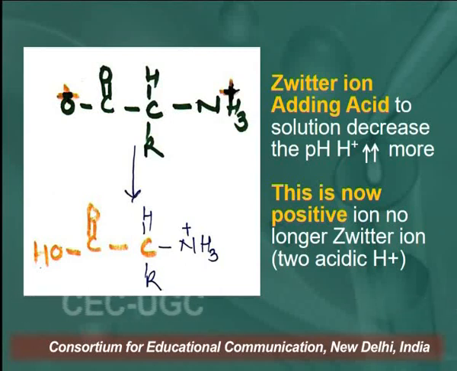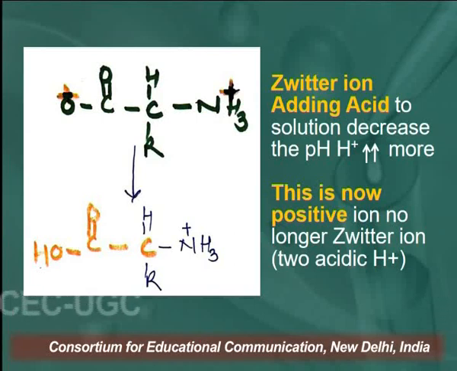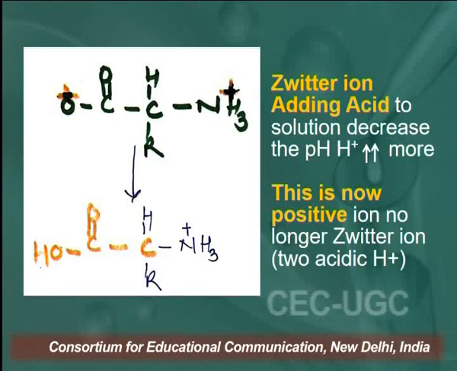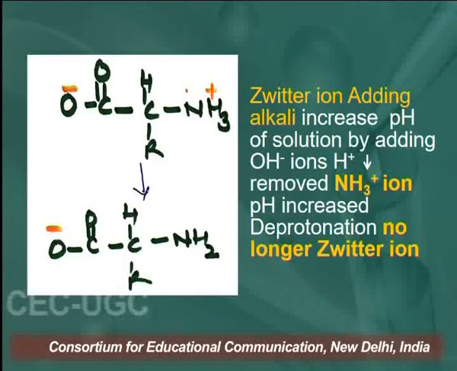So you can see when the concentration of protons increases, the Zwitterion is no longer a Zwitterion. You can see here there is only one positive charge. So when the carboxylate ion accepts a proton, in that case the Zwitterion is no longer a dipolar ion; it has only one positive charge.